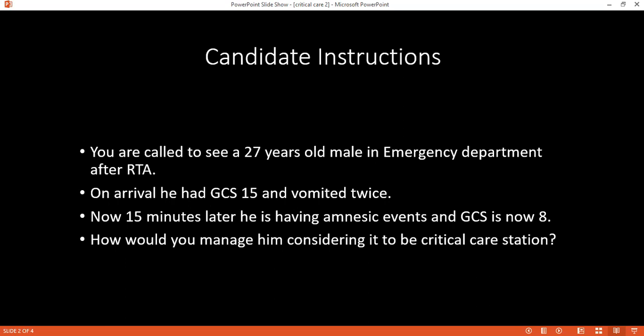Can you please tell me what are the indications or benefits of intubation? Sorry, my computer wants to close. What are the indications for intubation, please? What are the benefits of intubation?